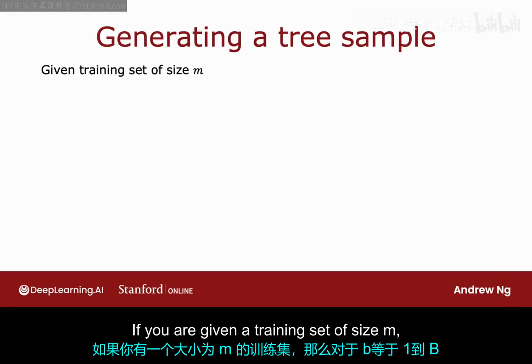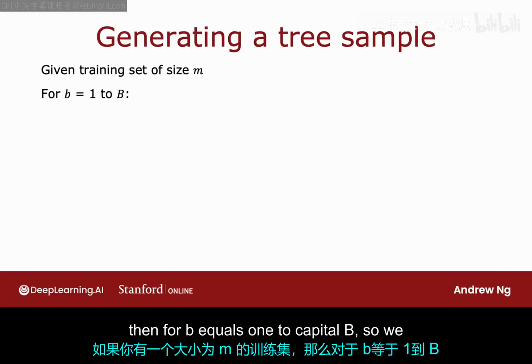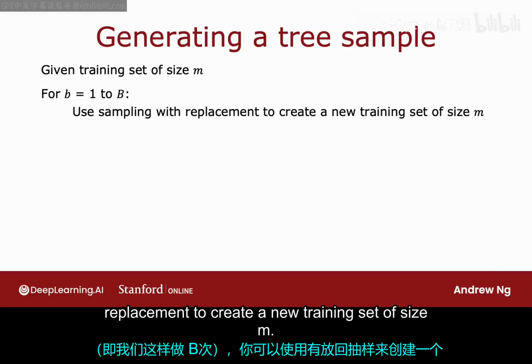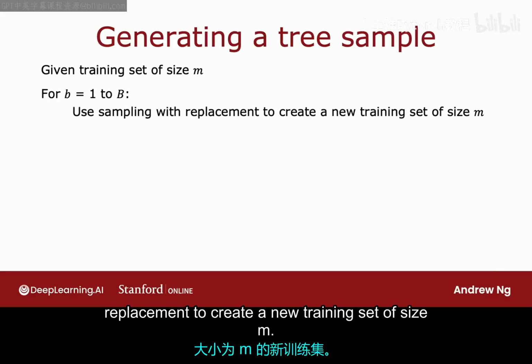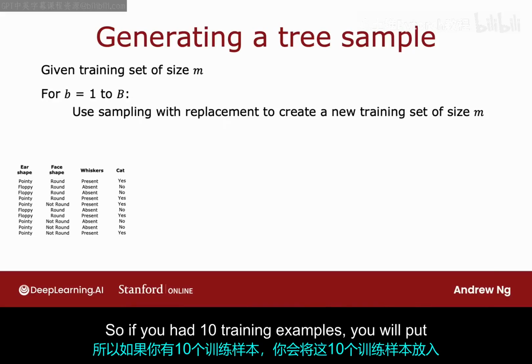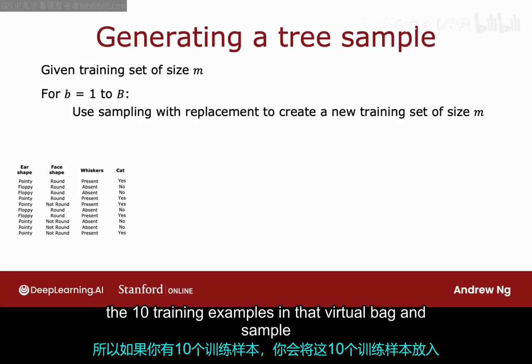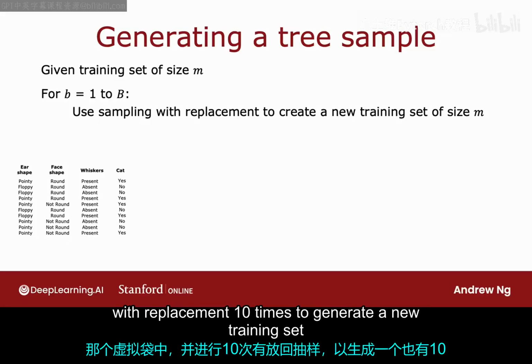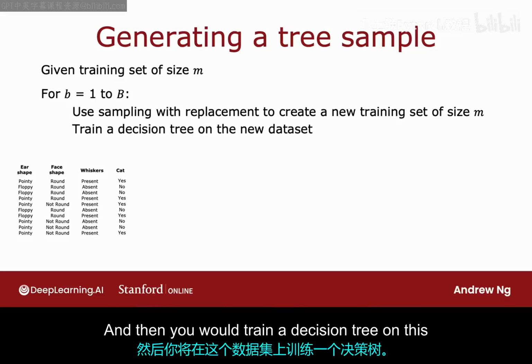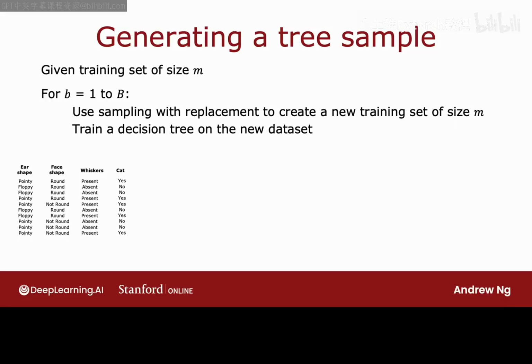Here's how we can generate an ensemble of trees. If you are given a training set of size m, then for b equals 1 to capital B, so we do this capital B times, you can use sampling with replacement to create a new training set of size m. So if you had 10 training examples, you will put the 10 training examples in that virtual bag and sample with replacement 10 times to generate a new training set with also 10 examples. And then you would train a decision tree on this data set.